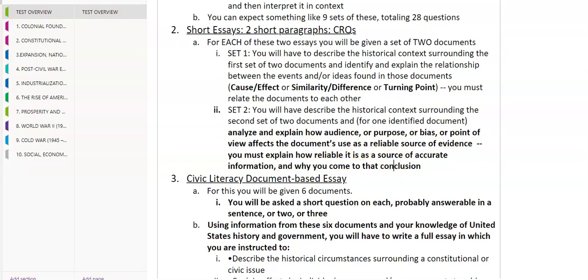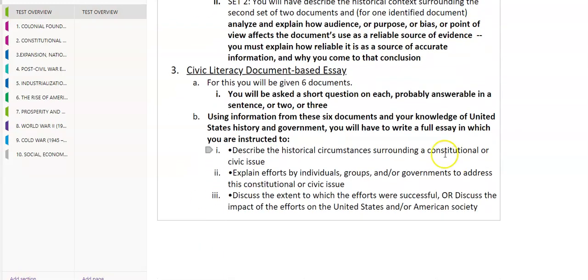Finally, the third part of this exam is the civic literacy document-based essay. What does that mean? So you will be given now a new set of 6 documents. Again, they could be bits of writing by historians. They could be actual documents in the terms of letters or reports or quotes from the time period. They could be charts, maps, graphs, anything.